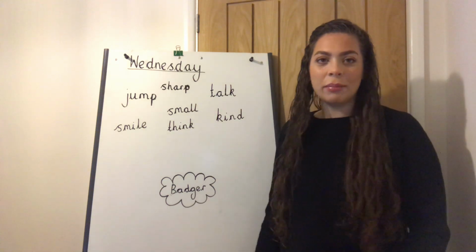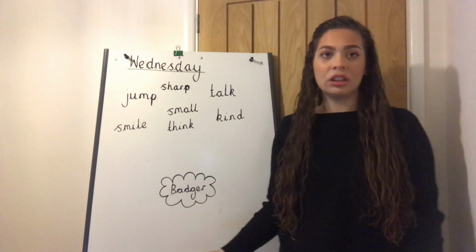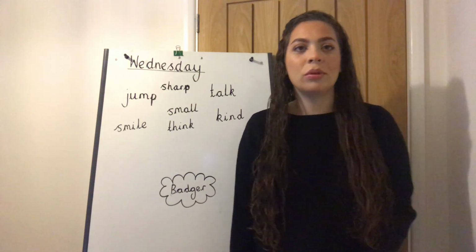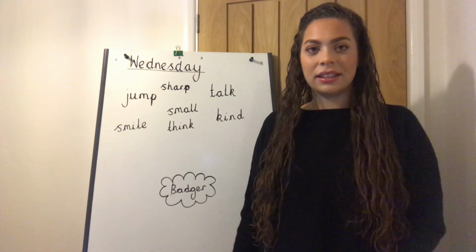So a verb is something that describes what someone is doing. So we might call it an action or a doing word. And an adjective describes what someone or something looks like or what its personality is like.